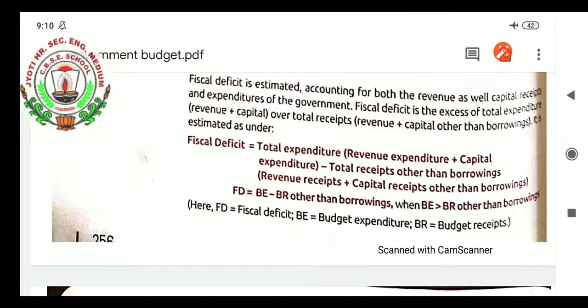Fiscal deficit is estimated accounting for both revenue as well as capital receipt and expenditure of the government. Fiscal deficit is the excess of total expenditure, that is revenue plus capital, over total receipt, that is revenue plus capital, other than borrowings. It is estimated as under. Fiscal deficit equals total expenditure, revenue expenditure plus capital expenditure, minus total receipt other than borrowings, revenue receipt plus capital receipts other than borrowings, which equals budgeted expenditure minus budgeted revenue other than borrowings. When budgeted expenditure is greater than budgeted revenue other than borrowings, here it comes, fiscal deficit.